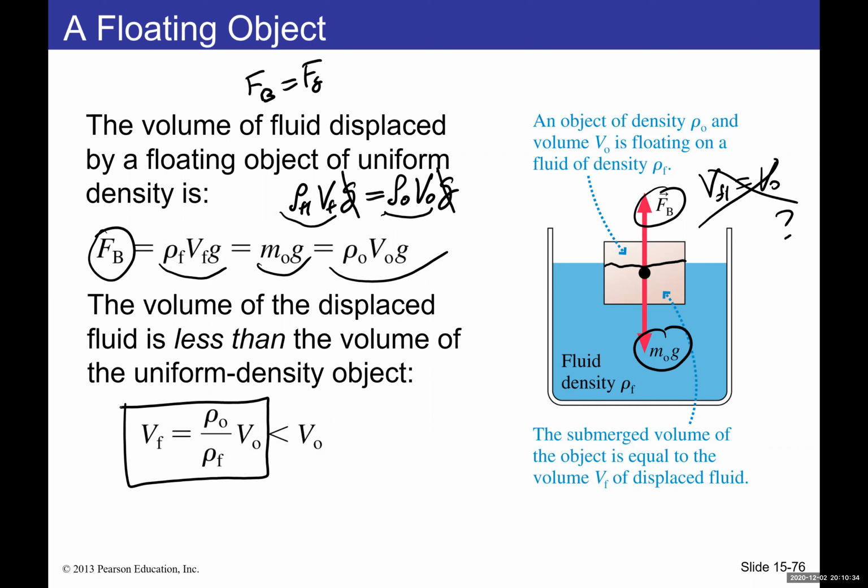And it's always going to be less than the volume of the object, because the volume of the fluid equals the volume of the object only when it's fully submerged. But if it's partially submerged, they are no longer equal to one another. So you have to use this equation.